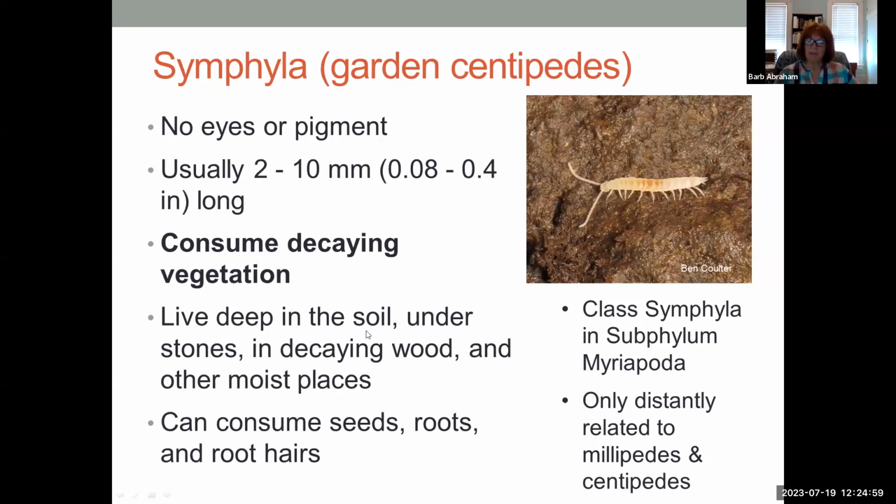They can live deep in the soil, or they can be closer to the surface under rocks, decaying wood, etc. And they can eat some plant parts, but normally they're eating them as they're decaying, not from the living plant. And remember, these guys are very small. So if you see something that looks kind of like this, it may be a regular old centipede rather than one of these guys.